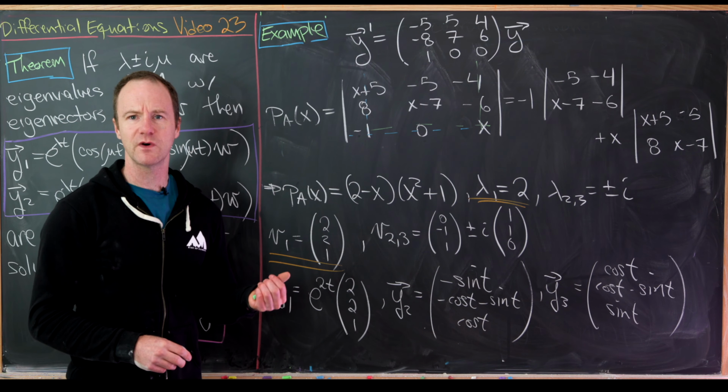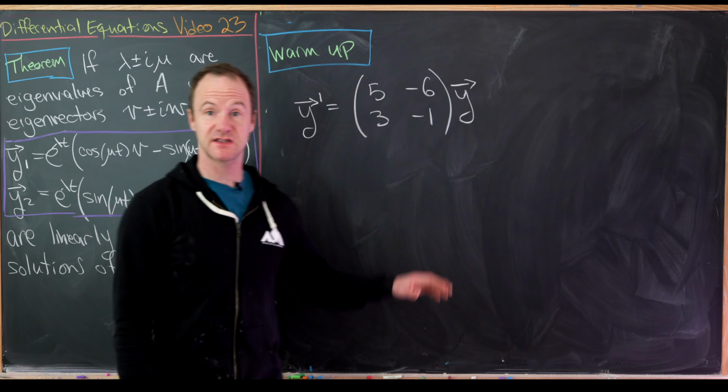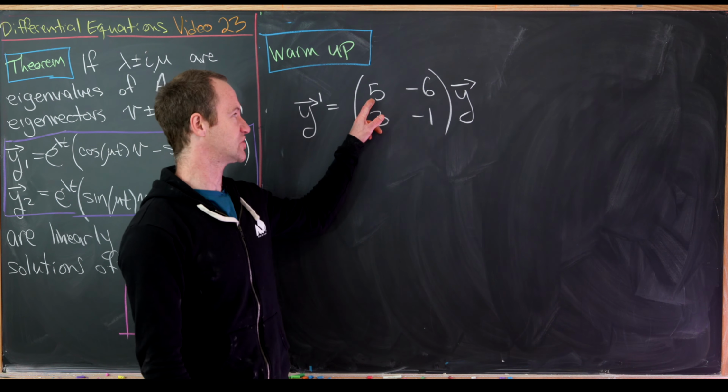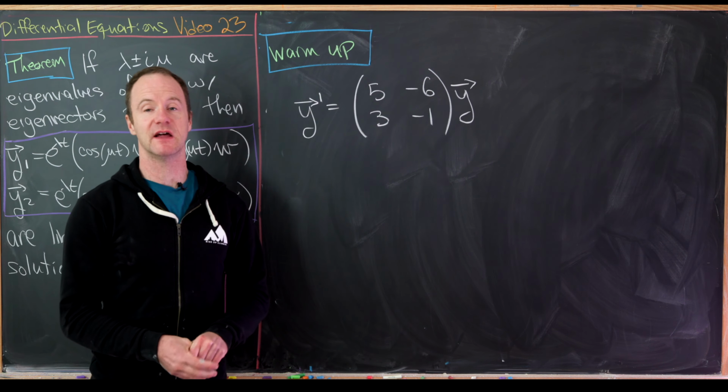Okay, so I'll leave you with a warm-up problem. A nice warm-up problem built off of all of this stuff would be the following. We've got vector y prime is the matrix 5, -6, 3, -1 times vector y. And that's a good place to stop.